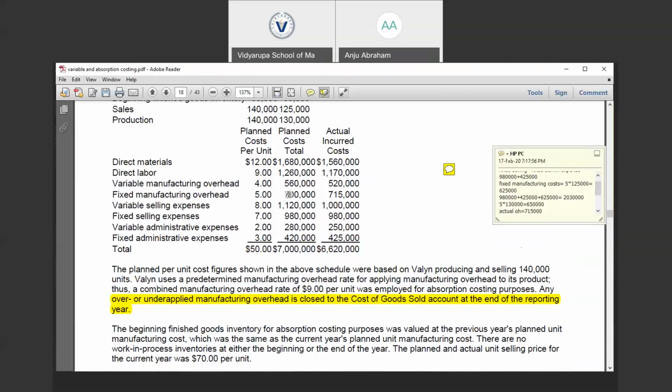So this is underapplied by 65,000. That 65,000, since it is underapplied, needs to be added to cost of goods sold in order to arrive at the total expense to be expensed. That is clearly provided in this sentence.